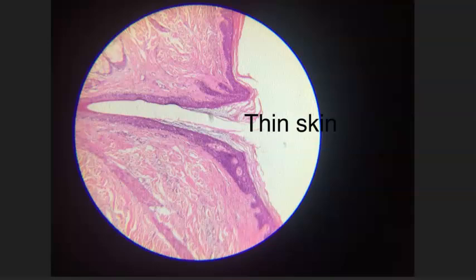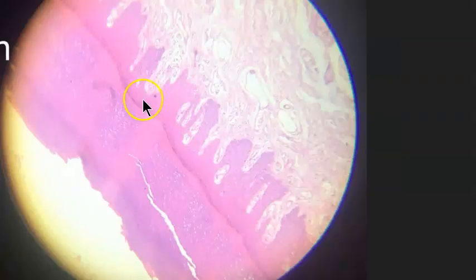I'll show you a thick skin microscopic slide, then you will be able to understand. So are you ready to look at thick skin? What will you not see? Hair follicle. You will also see some kind of a stratum lucidum. Okay, what is that? Let's look at this. This is thick skin. There's no hair follicle.